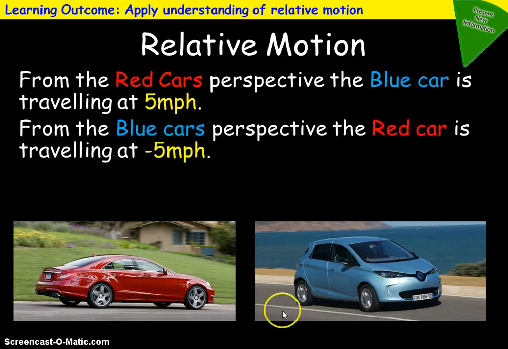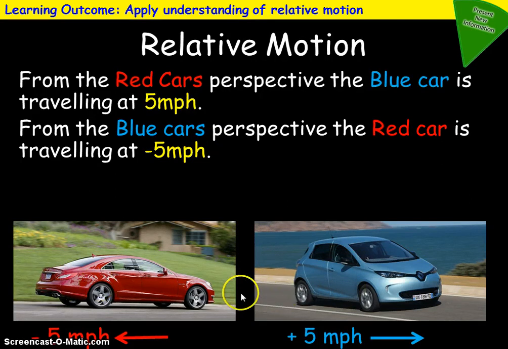From the blue car's perspective, if you imagine the person sitting in the blue car, it looks like the red car is going backwards, because obviously he's overtaking him. So from the blue car's perspective, the red car is actually going minus 5 miles per hour, because it appears to be going in the opposite direction. Obviously they are both travelling in the same direction, but relative to each other, it appears that the red car is going backwards.